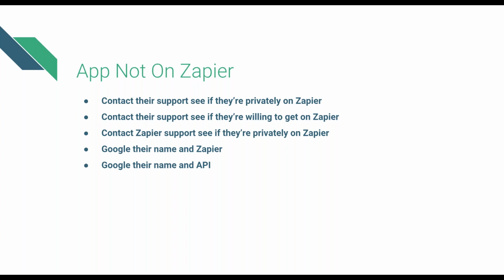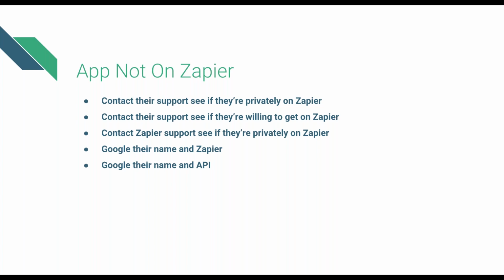So we recommend first contacting their support to see if they're on Zapier privately. That's very common. People can create what's called a private beta or a private only app. The only way you can get access to that is through a link from their support team. And you'd be surprised at how often the app is actually available. It's just not yet available to the public. You can contact their support to see if they're willing to get on Zapier.